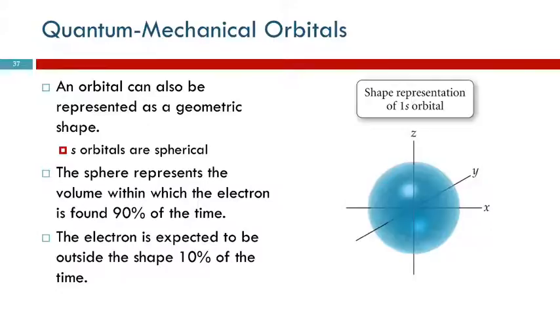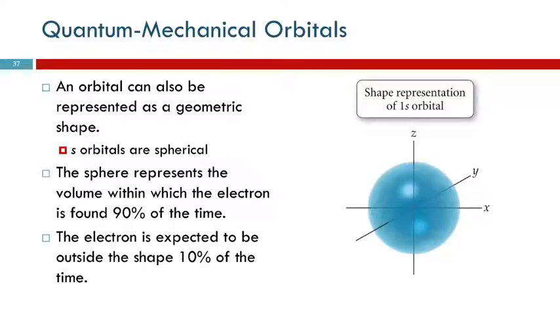We can also use more of a geometric shape to represent it. Those dot pictures are a little difficult and tedious to draw all the time. So we can say, let's just make it a nice sphere, and that usually is drawn to represent where 90% of the time the electron would be found within the sphere, but 10% it would be found outside. So maybe 90% of the time you'll find Andrew in the house, but 10% of the time he might be running away somewhere.